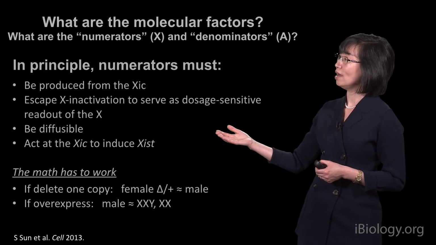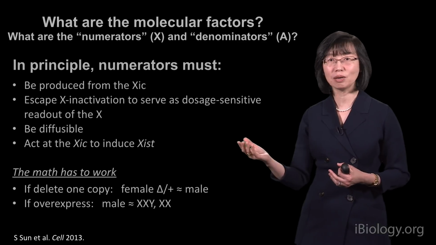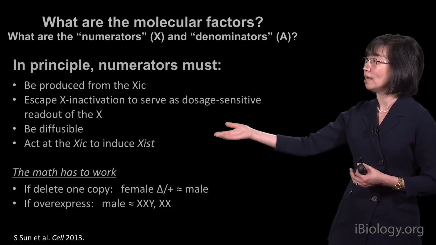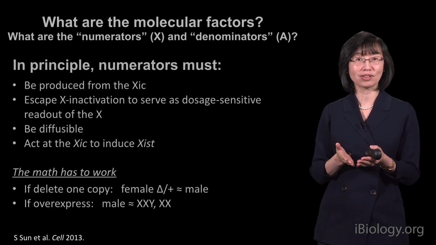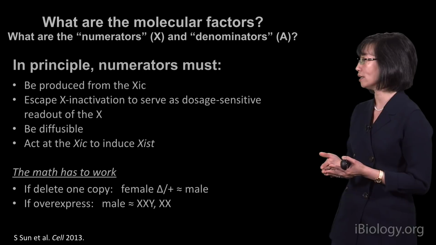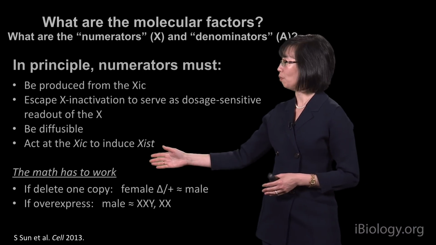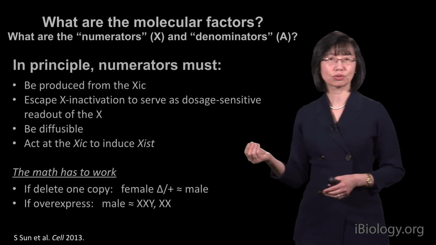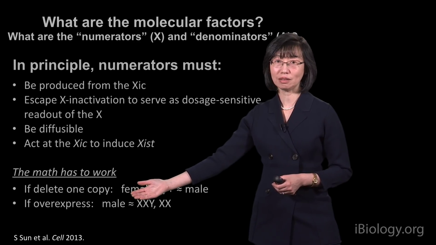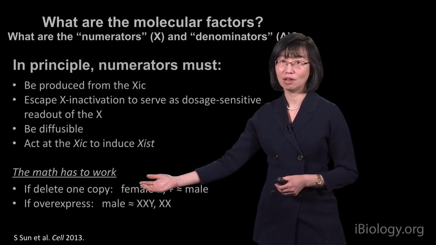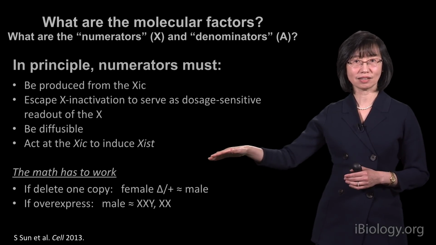And furthermore, that factor has to be diffusible. So in order to titrate away autosomal factors, it has to be able to move around in the nucleus. And then finally, it has to act at the X inactivation center, which is where the Xist gene ultimately resides. And then most importantly, the math has to work. And what I mean by that is, if something were truly a numerator, then when we take away one copy of that X-linked numerator, female cells should start to behave like male cells and block X inactivation. Right?